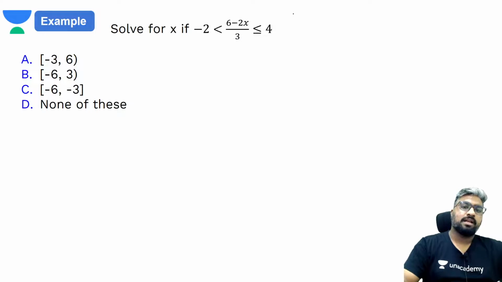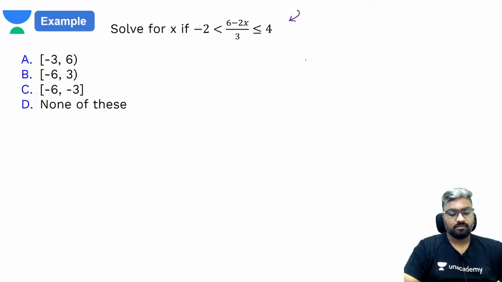Okay, solve this one now. ये वाला solve करो. Minus 2 is less than 6 minus 2x by 3, which is less than or equal to 4. Quick.